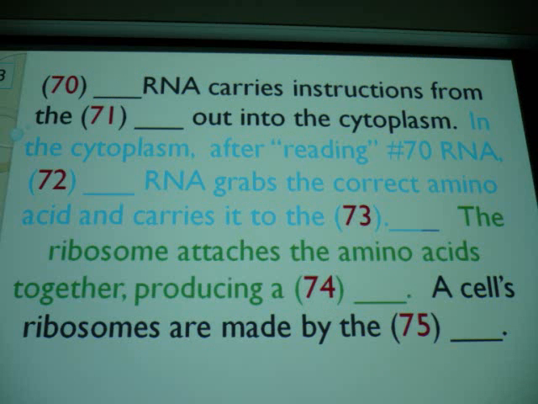All right. Messenger RNA carries instructions from the nucleus out to the cytoplasm. Now in the cytoplasm, after reading the messenger RNA, transfer RNA grabs the correct amino acid and carries it to the ribosome. Not ribosomal, ribosome. If you're working too fast tomorrow, you might choose H, but E is the real answer. So watch out. The ribosome attaches the amino acids together, producing a protein. A cell's ribosomes are made by the... Who makes ribosomes? The nucleolus does.